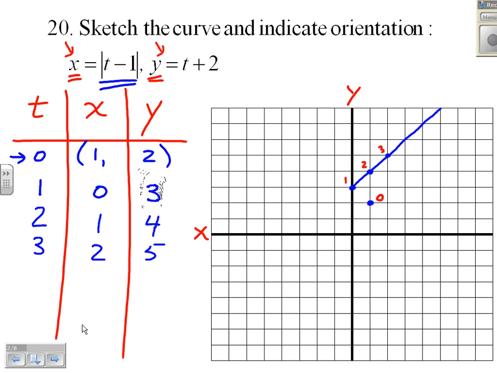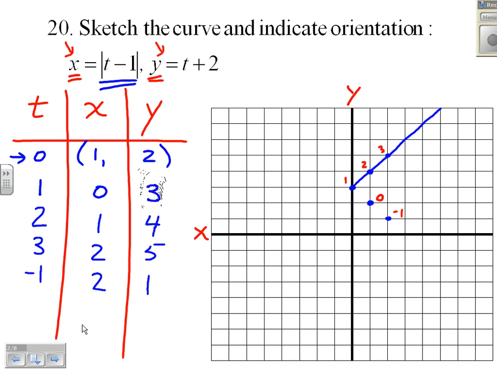And let's go back, take a look at what happens when we go to time to the left of 0, or time prior to 0. For instance, time -1. What happened 1 minute ago, 1 second ago, 1 year ago, whatever our time unit is. So when t is -1, I get absolute value of -1 minus 1, -2, I get 2. And when t is -1, my y value becomes -1 plus 2, 1. So I get the ordered pair 2, 1 when t is -1.